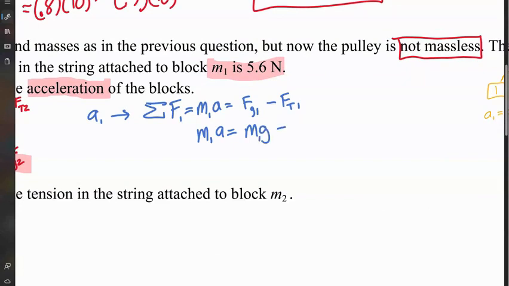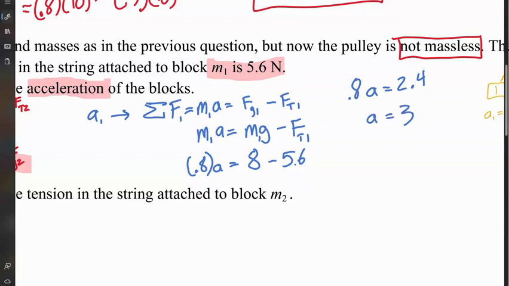And after this, we'll have the ability to start plugging in all the numbers now that we broke down force of gravity here. So mass 1, if you remember, has a mass of 0.8 times our acceleration A. mg, well, that's 0.8 times 10, so 8, minus Ft1, which is 5.6 newtons. So 0.8A is equal to 2.4. Divide both sides by 0.8, and we get acceleration of 3 meters per second squared.